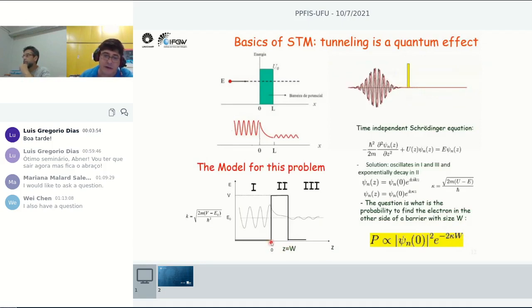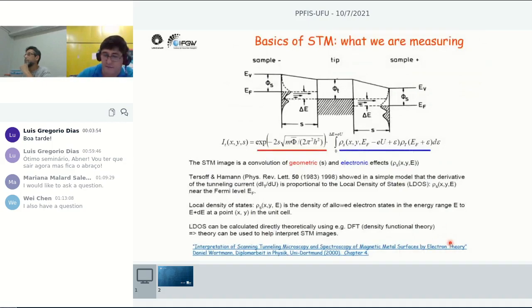W is the distance from one region to the other. That means if you change the distance of the tip by one angstrom, the probability changes by one order of magnitude. The tunneling current, which is proportional, will change by one order of magnitude just when you change by one angstrom. That means it is very, very sensitive to the distance of the tip to the surface.